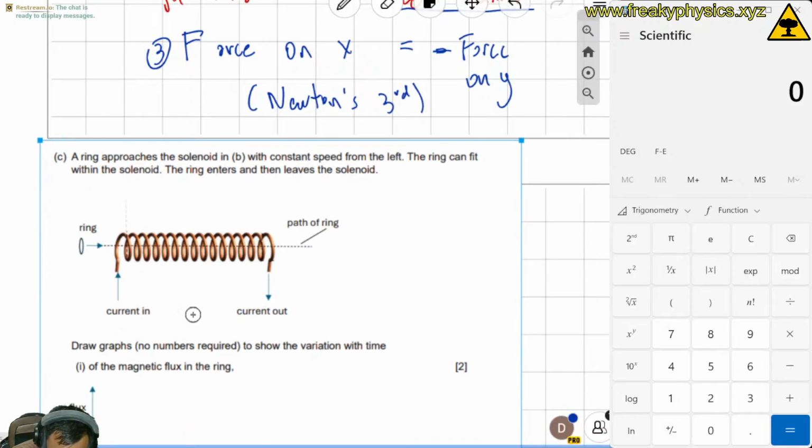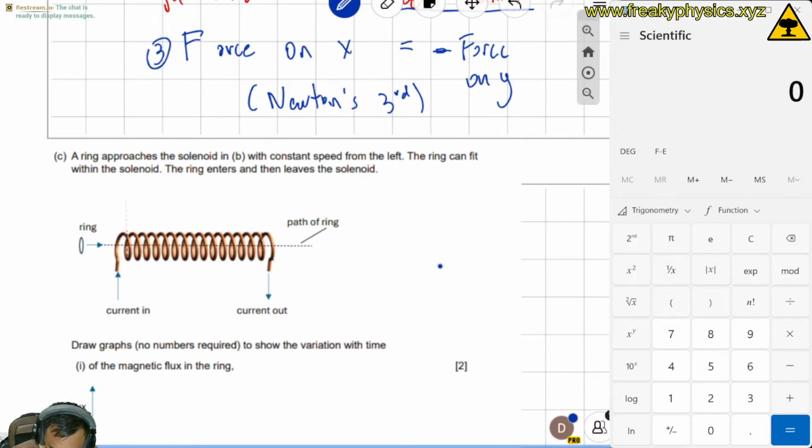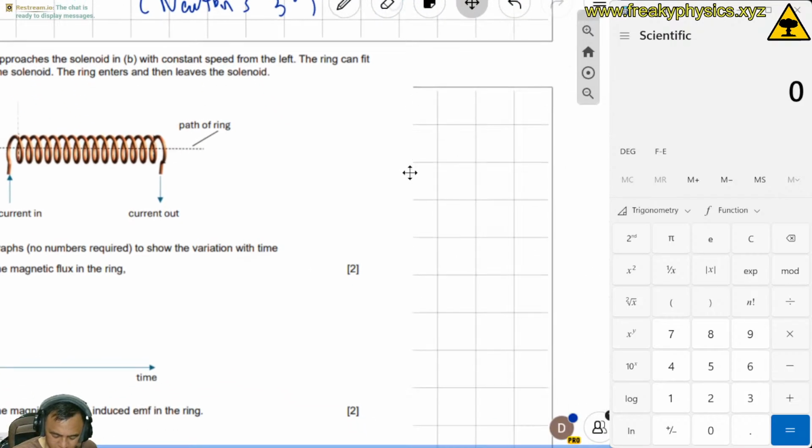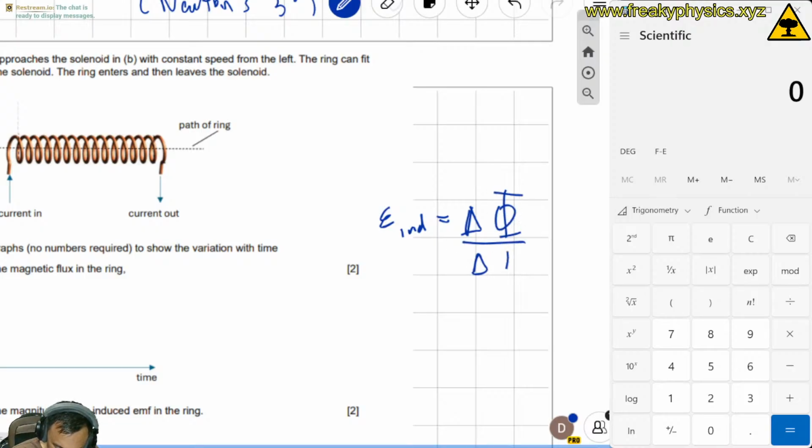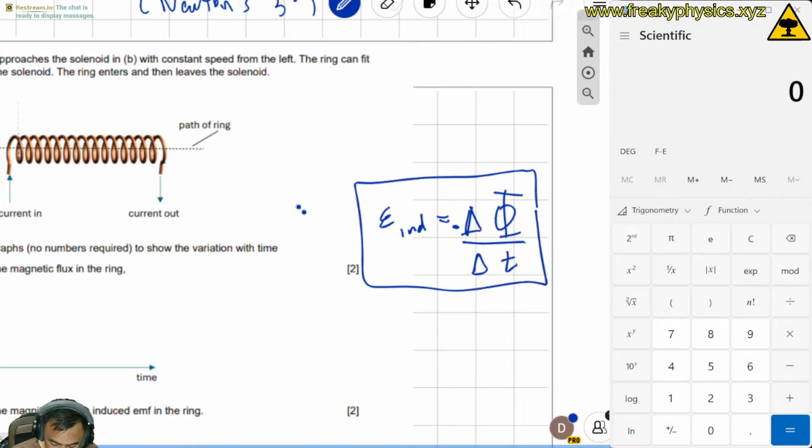Okay, before we do the graph and everything, let's go back to the equation for Faraday's law of electromagnetic induction. Okay, so remember that Faraday's law, the induced EMF, should be equal to the rate of change in magnetic flux over change in time, right? And there's a negative here. So this is the equation we want to work with. And even though we're not exactly using the equation, this should help us with the graph.